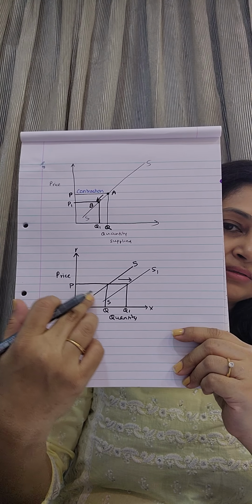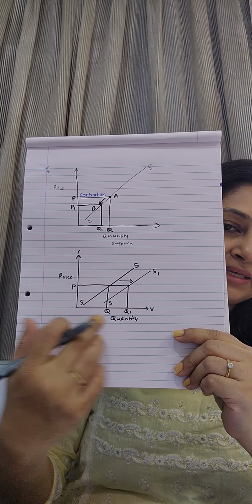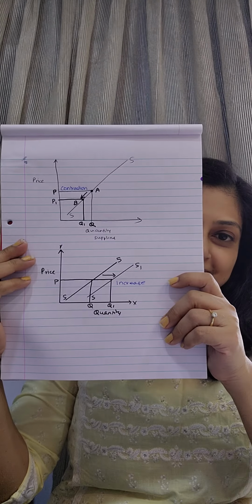At this price, the quantity supplied has increased, so we can show an increase in supply. All right, there we are.